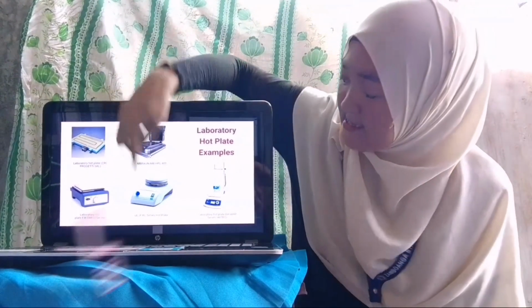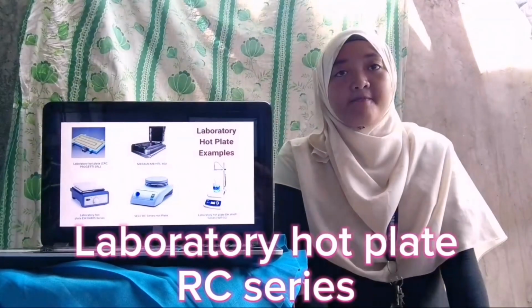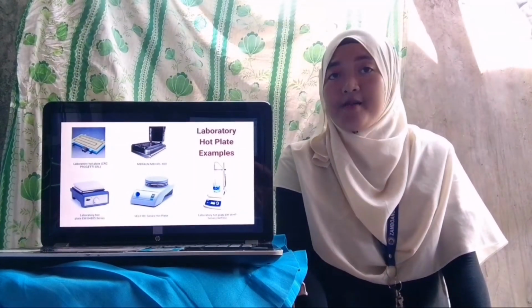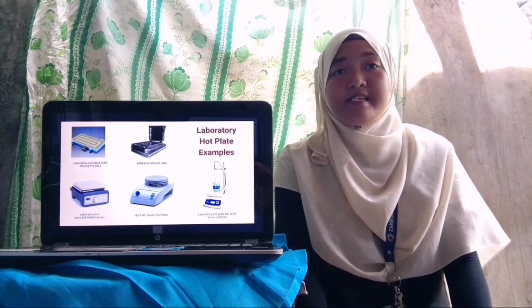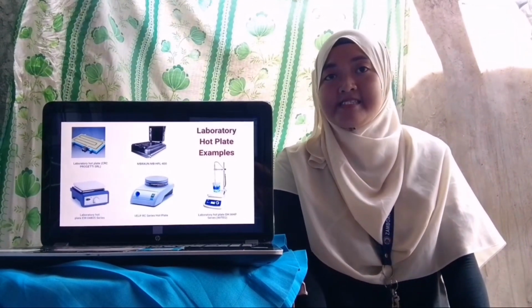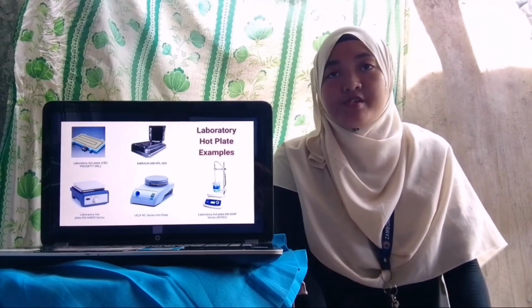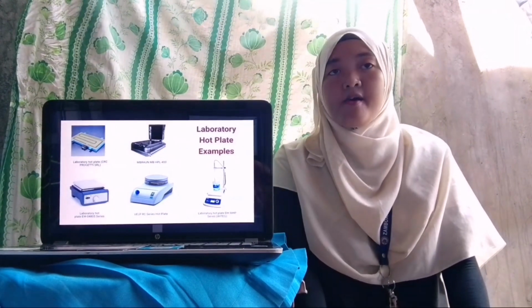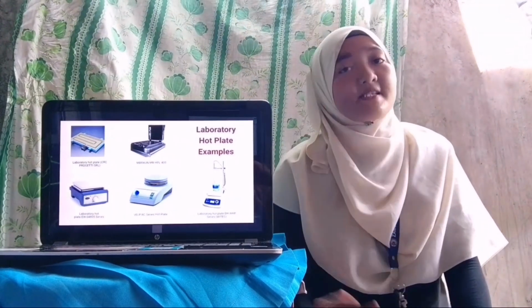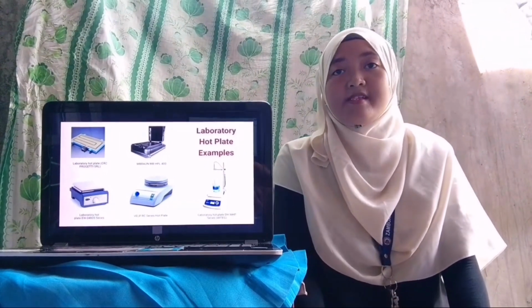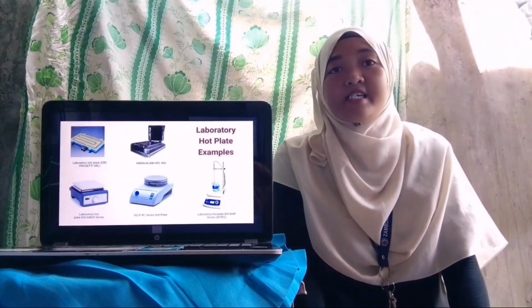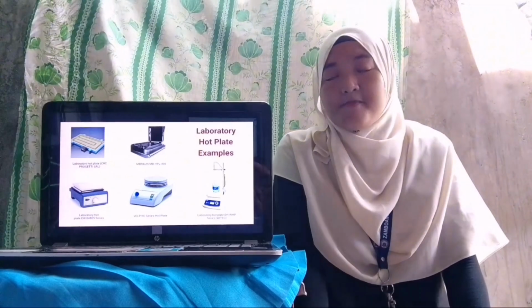And next is the laboratory hot plate RC series, or the Velp Scientifica. These have excellent chemical resistance, uniform heat distribution, a coated aluminum alloy heating plate, and a maximum temperature of 370 degrees. It also holds flasks up to 15 liters in capacity.